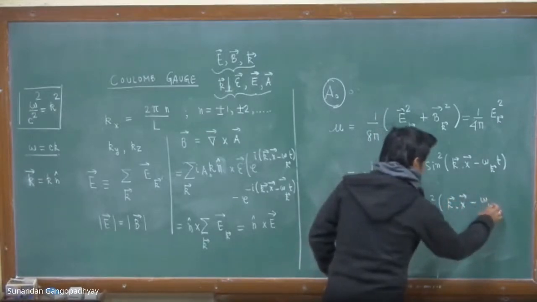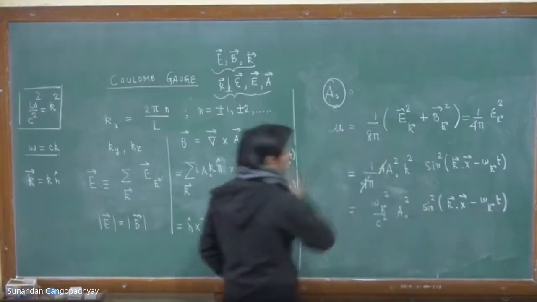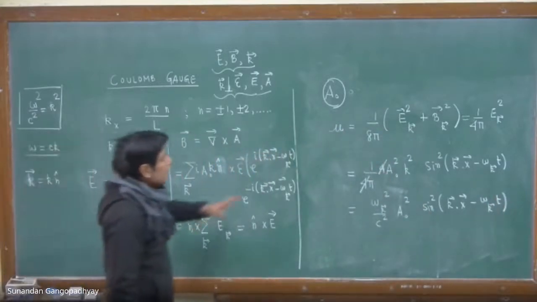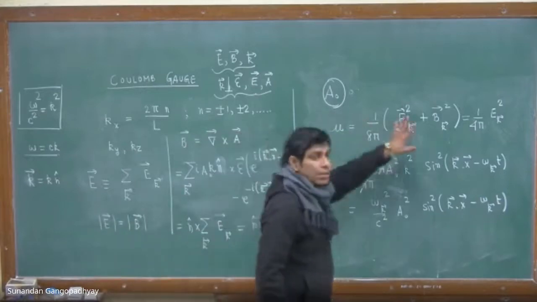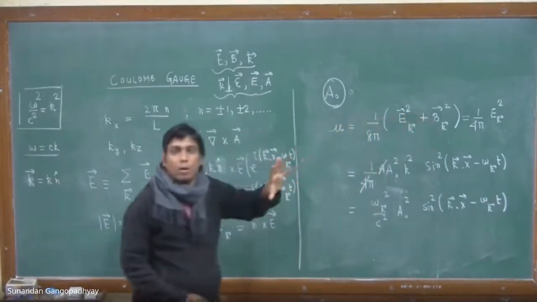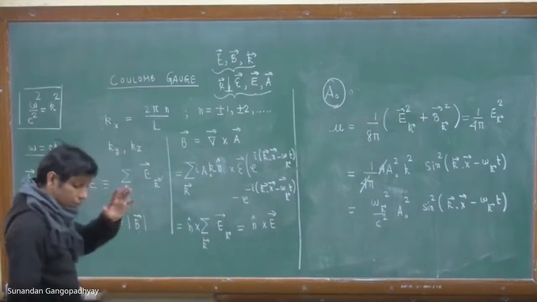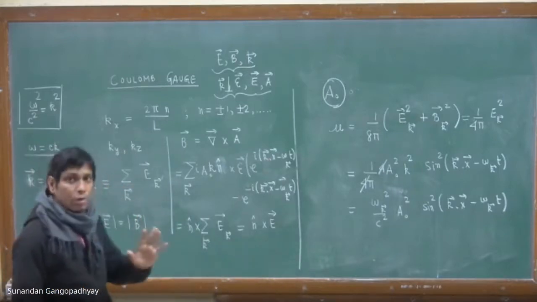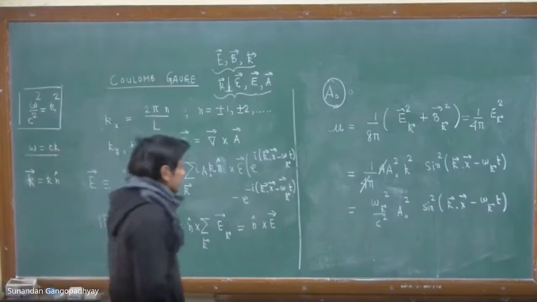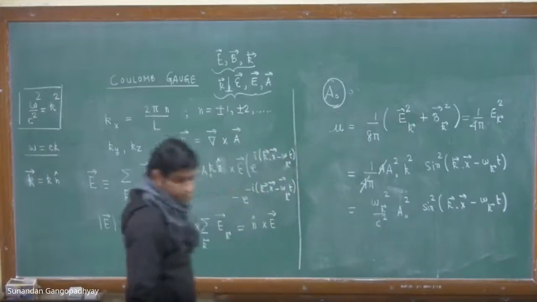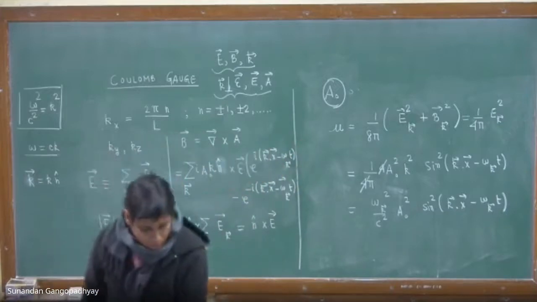It is better not to say for a single photon because the photon picture is still not there. It is better to say that it is the average energy density of a single mode, of a single normal mode, so to say, of the electromagnetic field, not photon field, of the electromagnetic field. So this is the average energy density for a single mode of the electromagnetic field.